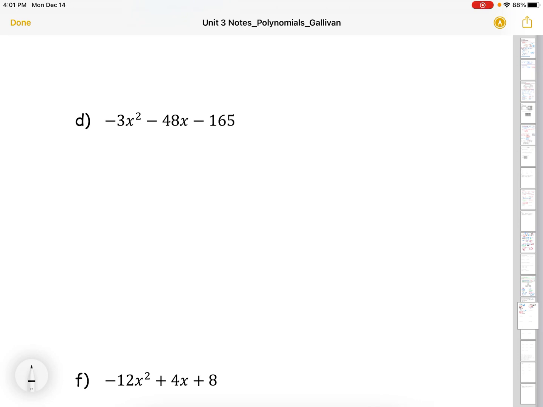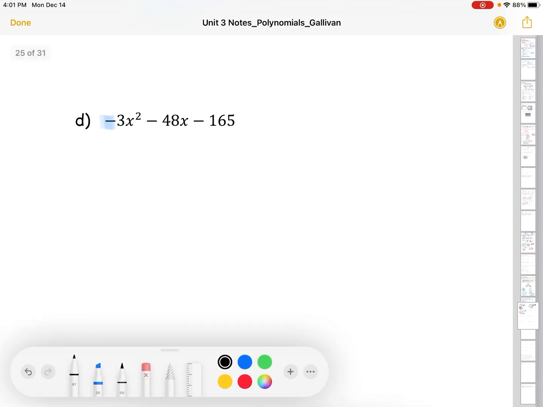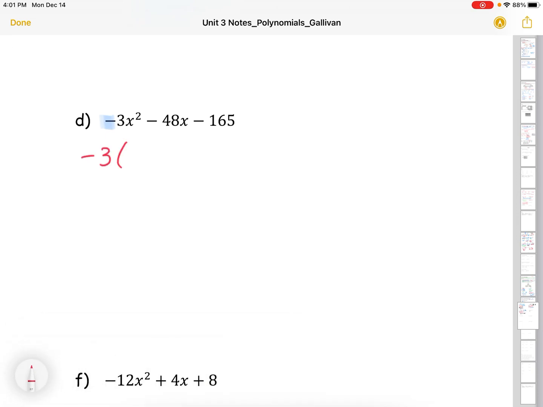Now, this one has a negative in the front. We don't like that, do we? We think that's bad. It also has, I believe, a greatest common factor of 3. Yes, it does, because 3 can be divided out of each of these. So I'm going to divide out a negative 3 and get rid of that negative number and that negative term as well. So I'll get x squared. Negative 48 divided by negative 3 is positive 16x. And negative 165 divided by negative 3 is positive 55.